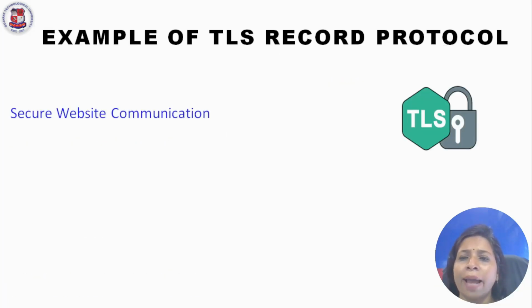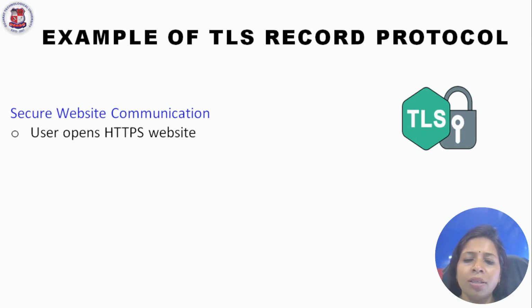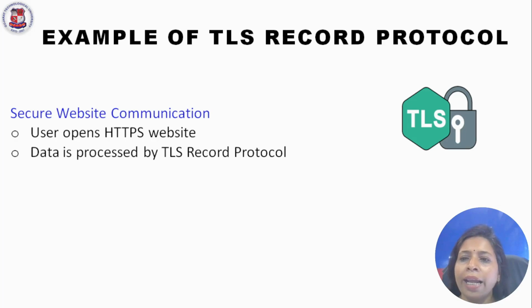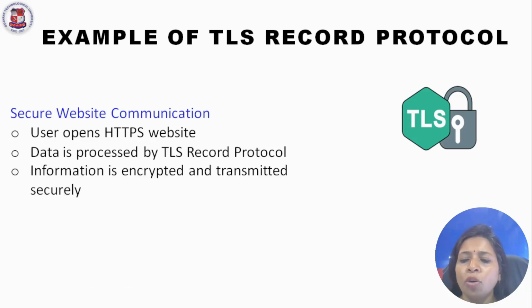Now let's discuss an example. Let's take an example of secure website communication. When a user opens a secure HTTPS website, the browser communicates with the server using TLS. Any data that is exchanged between the browser and the server is processed by the TLS record protocol. The protocol fragments the data, applies authentication and encryption, and then securely transmits the information. This ensures that sensitive information such as login credentials or payment details remains protected.